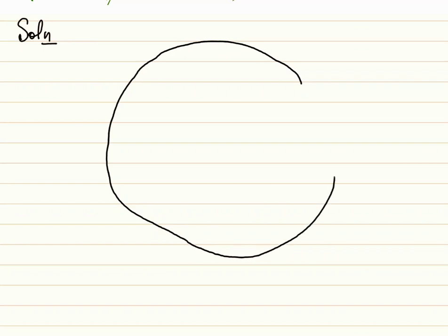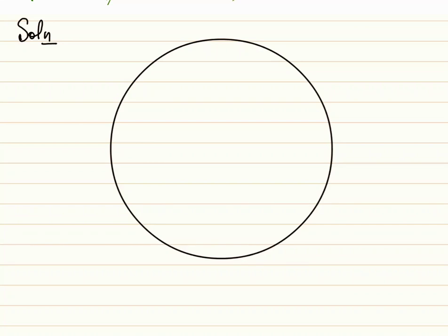Now, solution. The first thing you need to do is sketch. So I'm going to sketch my Earth. It's actually a geoid, but I'm going to use a circle to represent my Earth. All right, so let's move it this way. Okay, good. So I have a perfect circle for my Earth.